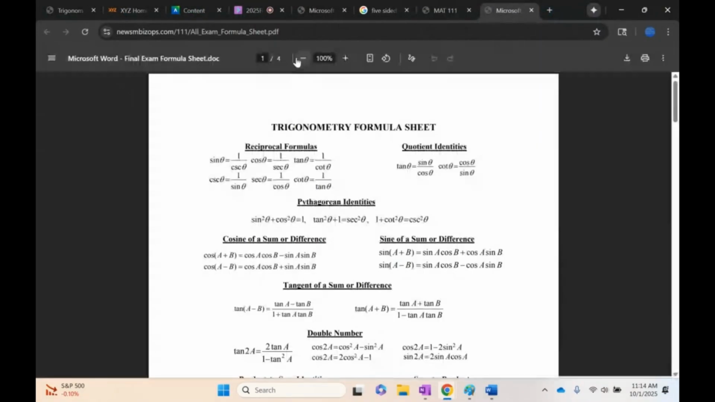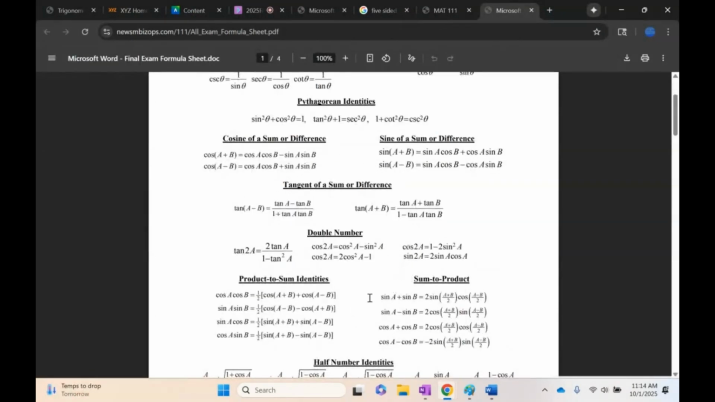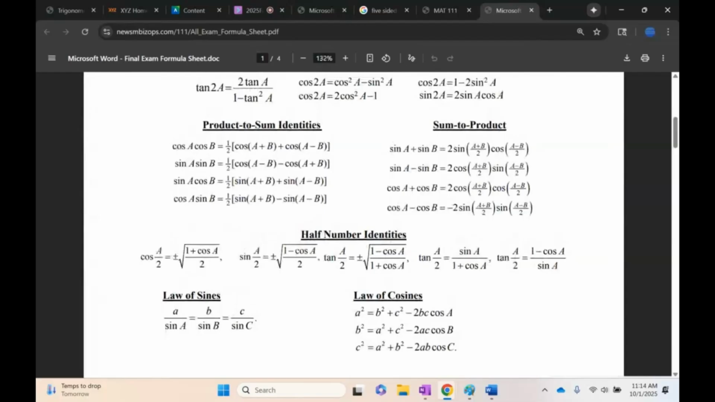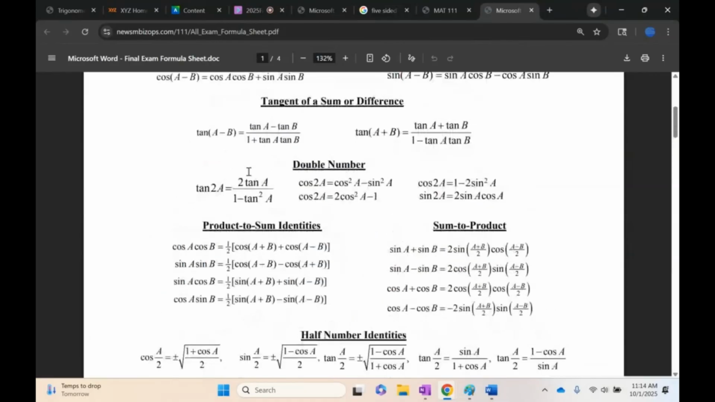All right, so on this exam formula sheet, we're basically going down this formula sheet. We talked about all of these formulas. Today, we're going to talk about the double number identities. We're going to talk about the half number identities. And then in the last section, we're going to talk about the product to sum and sum to product. Even though they look complicated, the only thing we have to do is look for patterns. So we'll see how that works when we get to these two particular blocks of formulas.